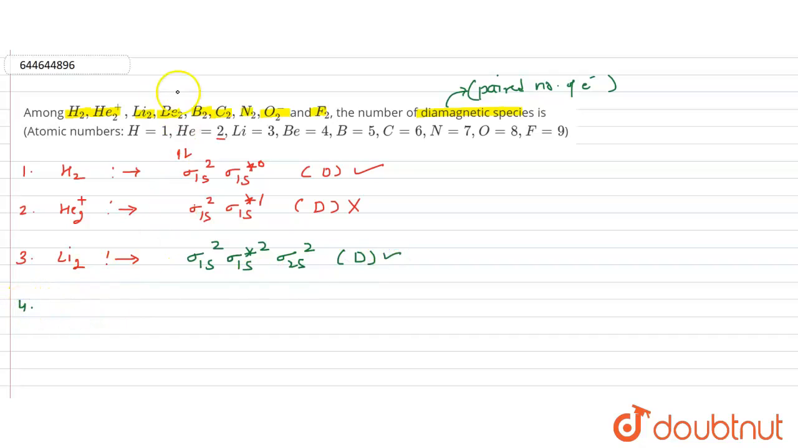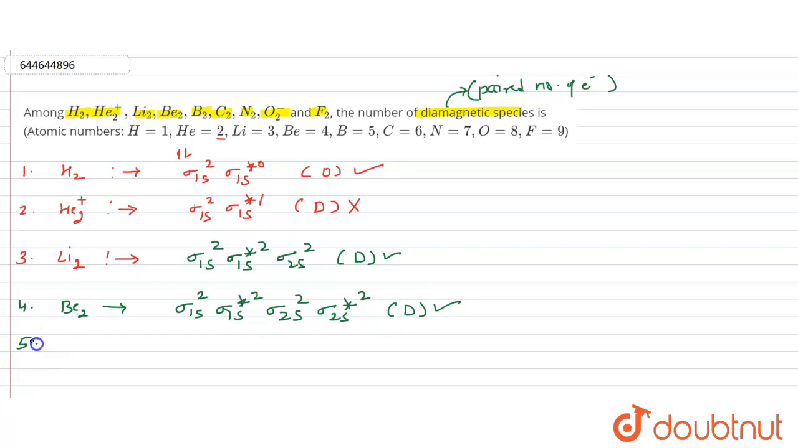And the fourth one is Be2. For Be2, the atomic number is 4, so there are a total of 8 electrons, because one beryllium has 4, so 2 beryllium have 8 electrons, right? If I write down the filling of the molecular orbitals, it becomes sigma 1s2 sigma star 1s2, which is 4 electrons, and then sigma 2s2 and sigma 2s star 2. So this becomes 8 electrons. That means all these electrons are paired, so I can say this is also diamagnetic, right?